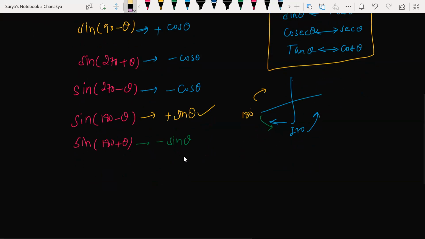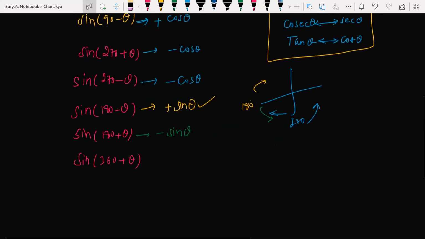Any doubts? So why didn't it change to cos theta? Sorry? Why didn't it change to cos theta? Over the sin 180 plus theta. I didn't change it. Look at it, sir. Sine is sine, in terms of sine only. You are asking why I changed this to minus? So 180 plus theta.